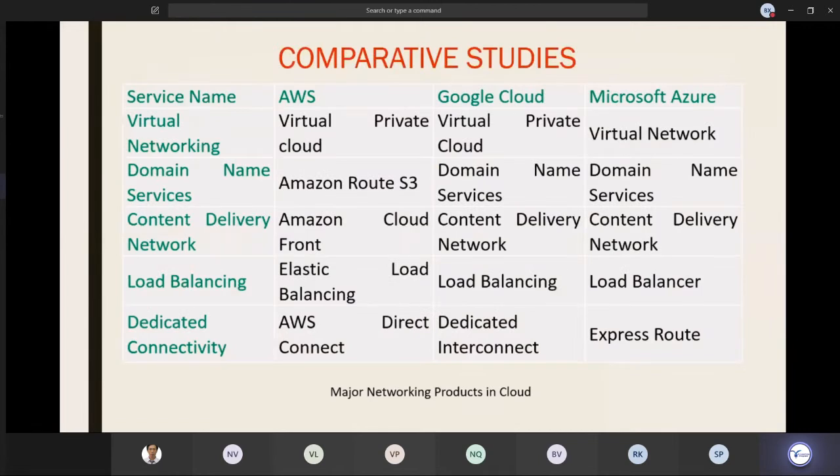This slide is showing the comparative study for major networking products. Virtual networking for AWS is Virtual Private Cloud, it is the same for Google Cloud, and Microsoft Azure is having Virtual Network. And domain name services for AWS is Amazon Route 53, for Google Cloud it is Cloud DNS, and the same for Microsoft Azure. The comparative studies for the content delivery network, load balancing, and dedicated connectivity are also shown for all these three different clouds.